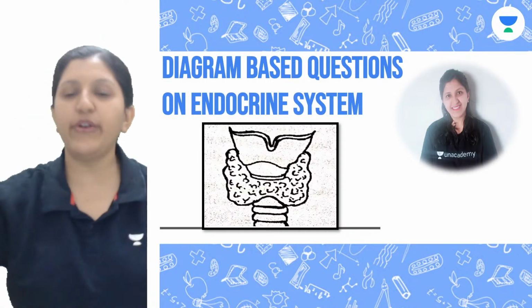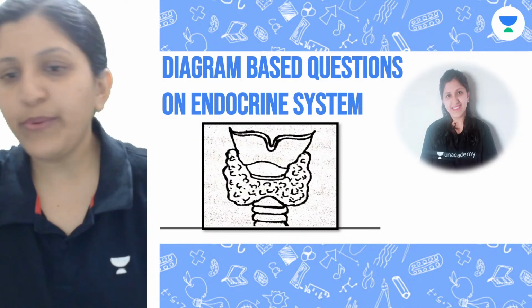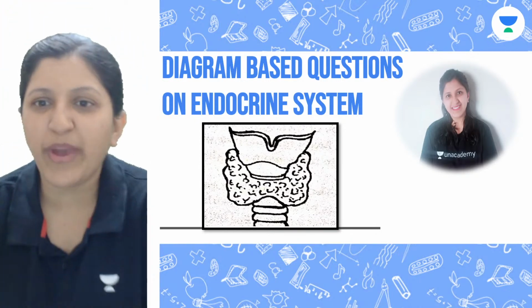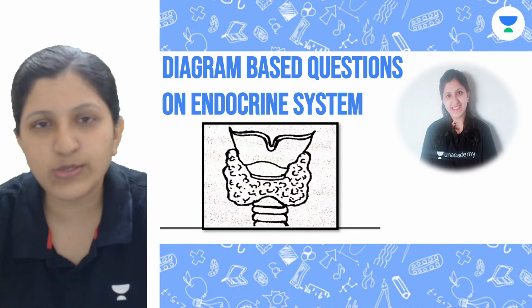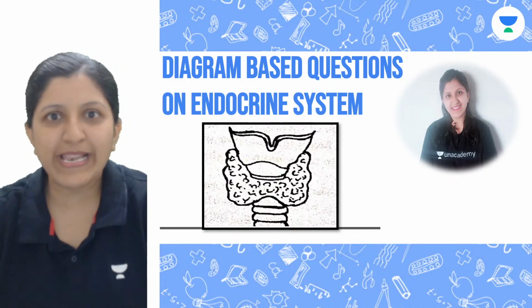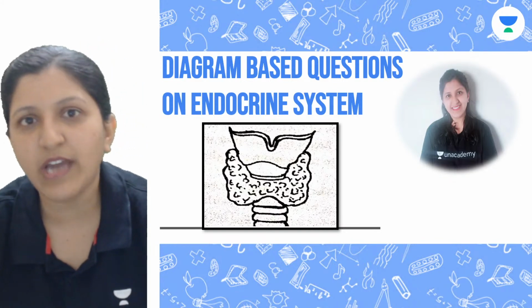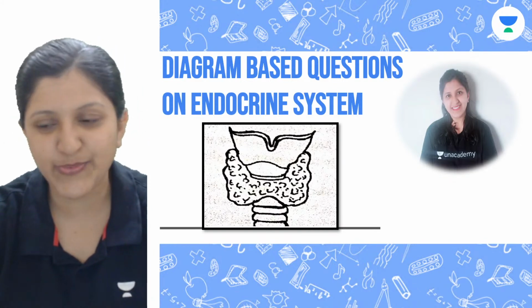Yeah, okay, all right, so we'll start with this. This is diagram based questions on the endocrine system. There are about 6 to 7 questions that I have added, so we'll discuss them in detail, about different hormones and different pituitary glands which are there.